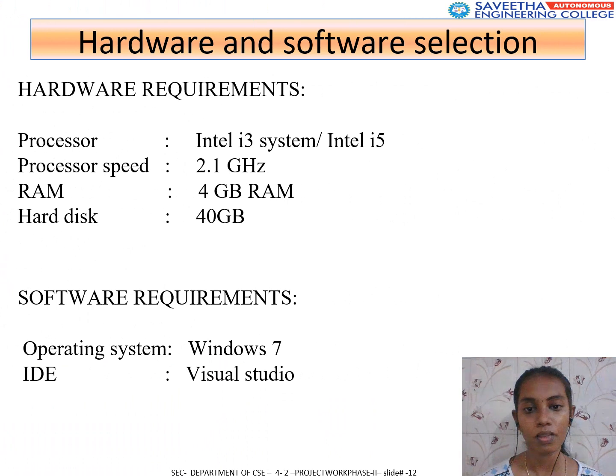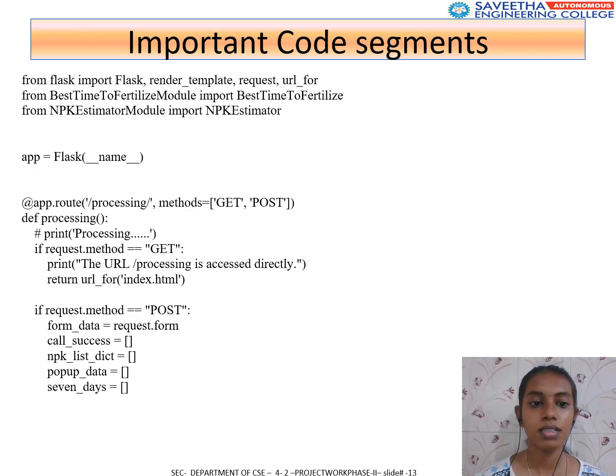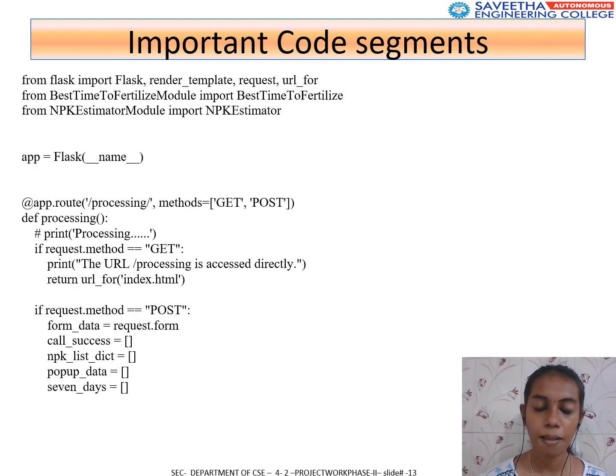This is the hardware and the software selection. Software requirements: operating system Windows 7, Windows 8, Windows 9 or Windows 10, and the IDE preferable is Visual Studio. So these are the important code segments.